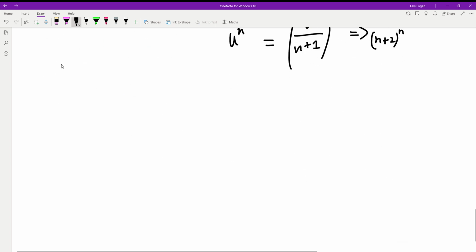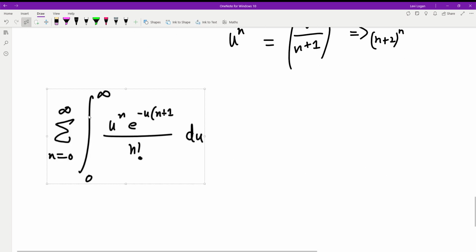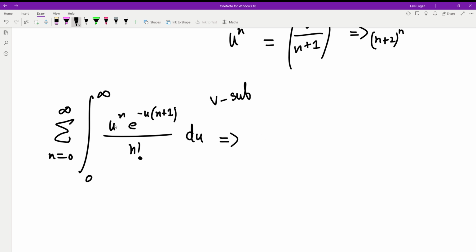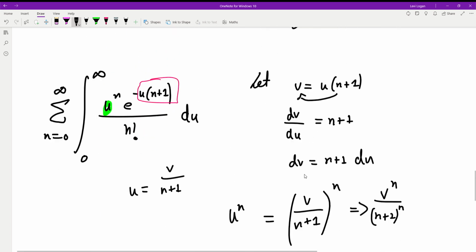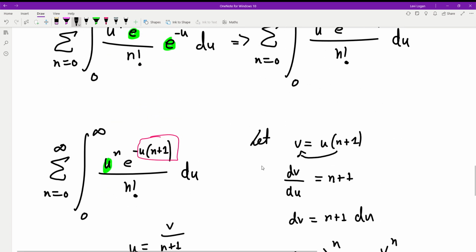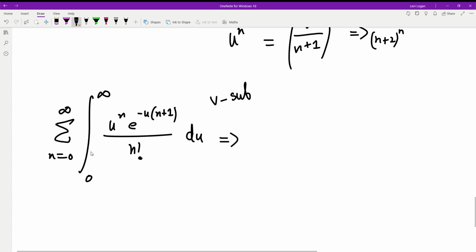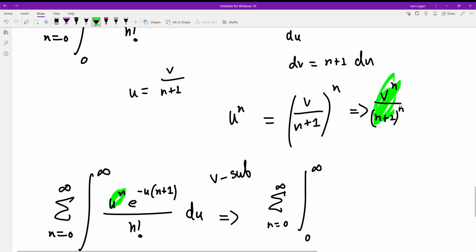So this integral here, when we make this substitution, I'll call it a v sub. The bounds won't change at all, because when u is 0, v is still going to be 0, and when u is infinity, v will still be infinity. So the bounds stay the same. So it's still this sum, n equals 0 to infinity, and then these bounds stay the same, 0 to infinity. And then now we replace this guy with this guy here.